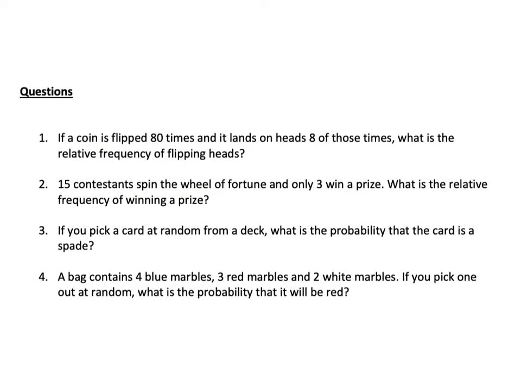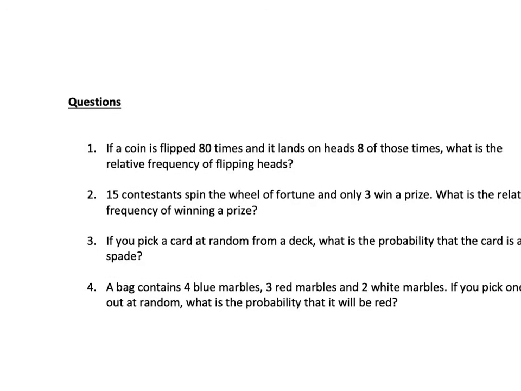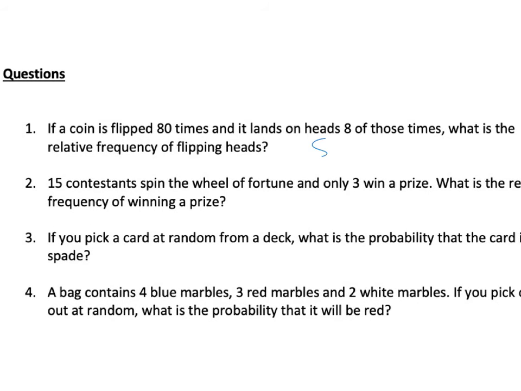Alright, so now you can pause the video and have a go at these 4 questions. Do your best to get the answers out. Try and give each answer as a decimal, and then when you're ready, press play again, and I'll go through the answers with you. So for the first question here, a coin is flipped 80 times, and 8 of those are heads. So the outcomes we're interested in is 8 divided by the total number of outcomes, which was 80. So 8 divided by 80, if we get that as a decimal, is 0.1.